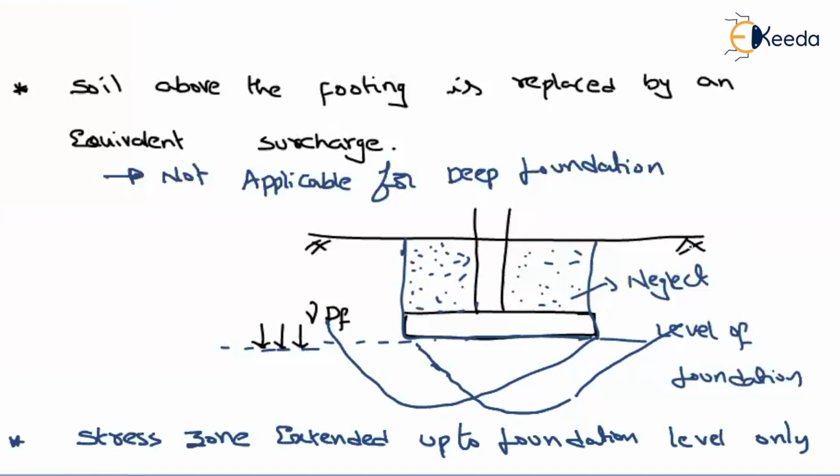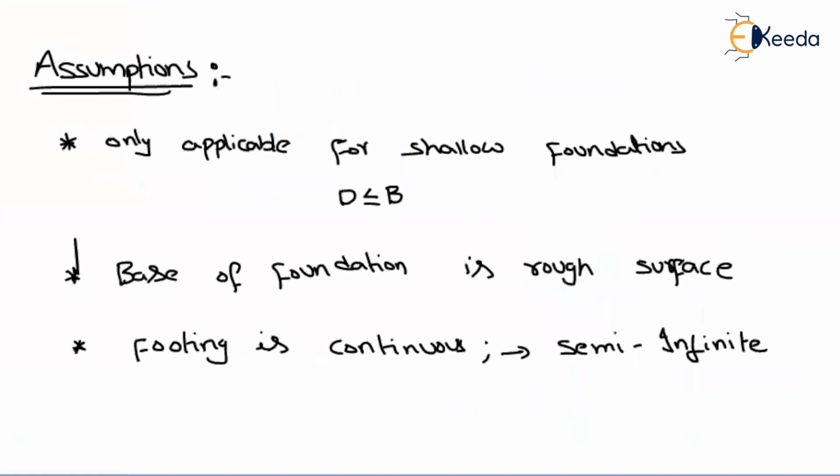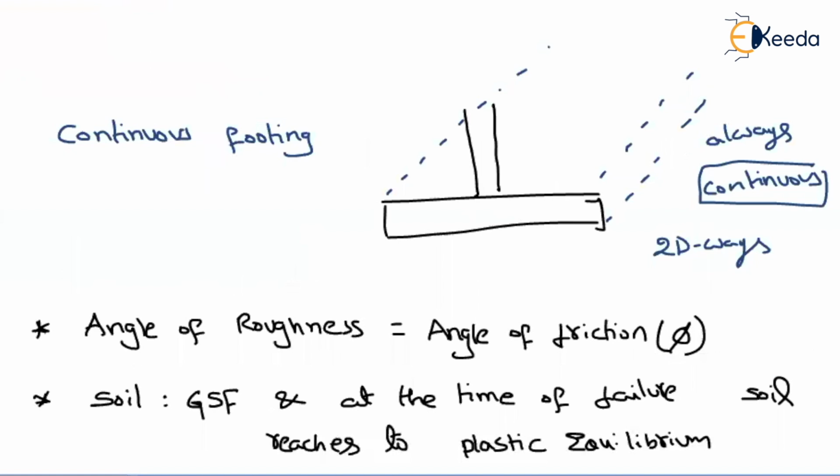So these are the assumptions that you have to learn by heart. In the exam, they may give you matching options and ask what the assumptions made in Terzaghi's theory are. First, it is applicable only for shallow foundations, the base is assumed rough, and the footing is always continuous. That's why we can assume it as a semi-infinite problem. And the surface roughness is considered as the angle of friction.